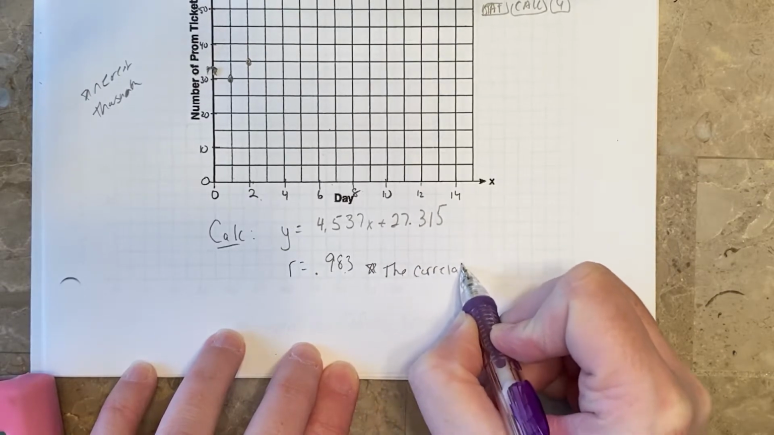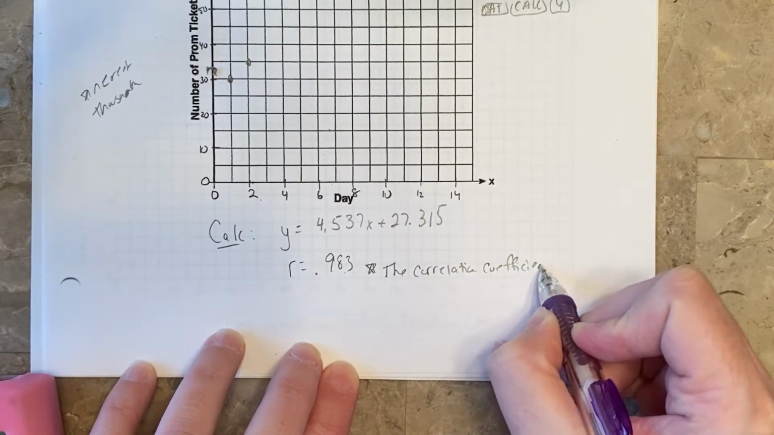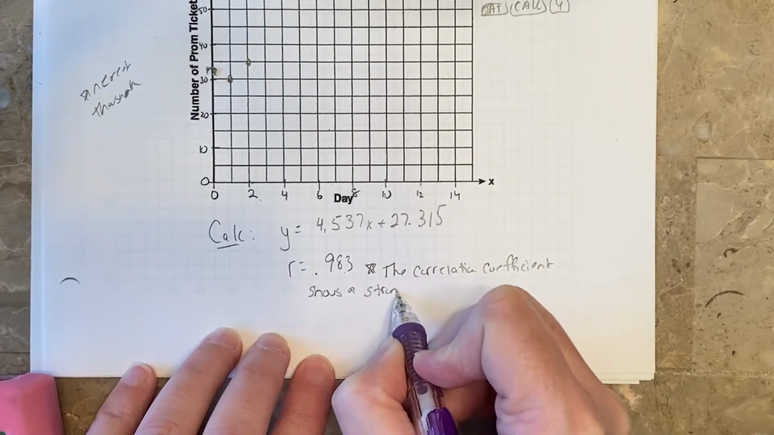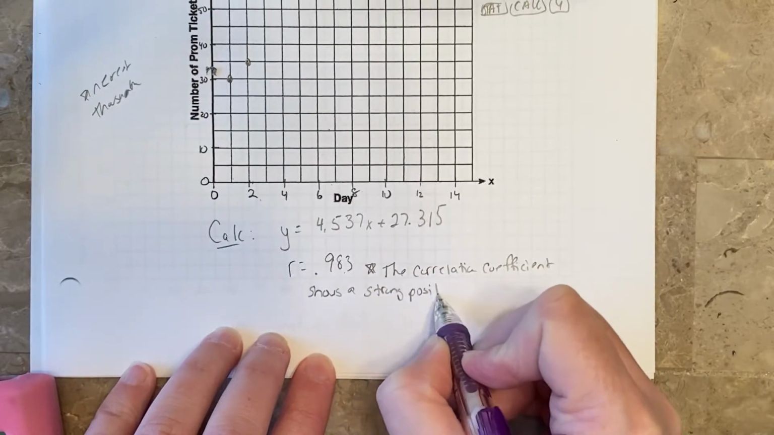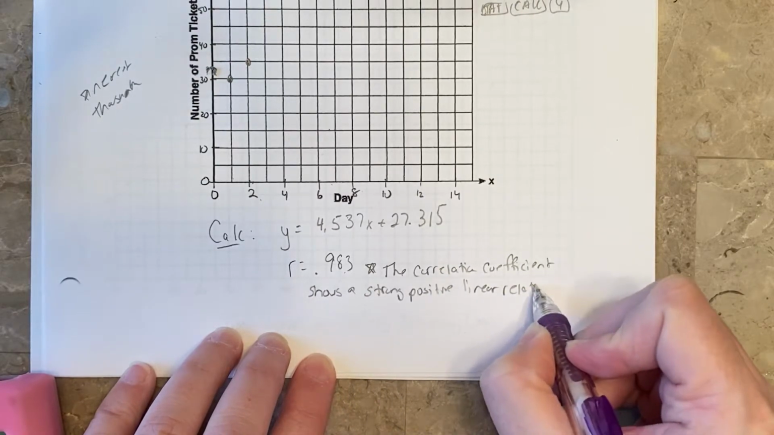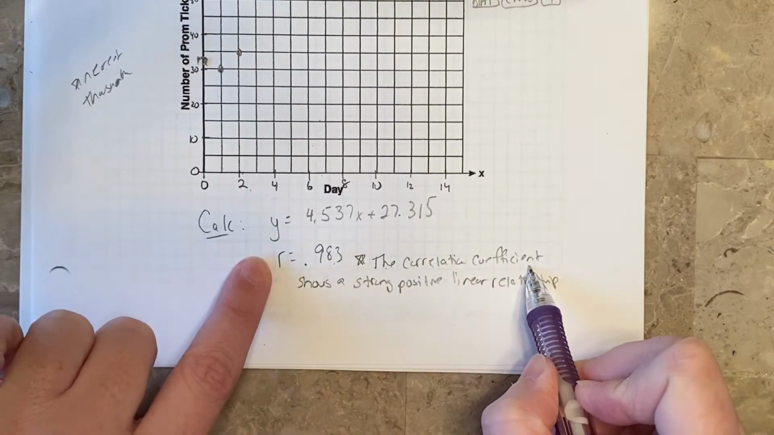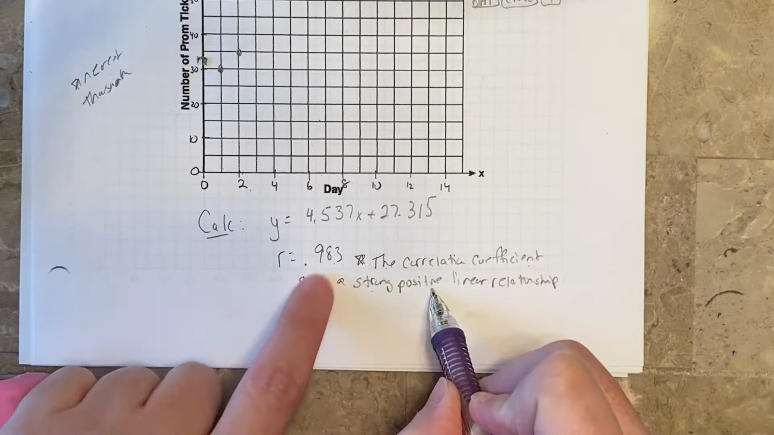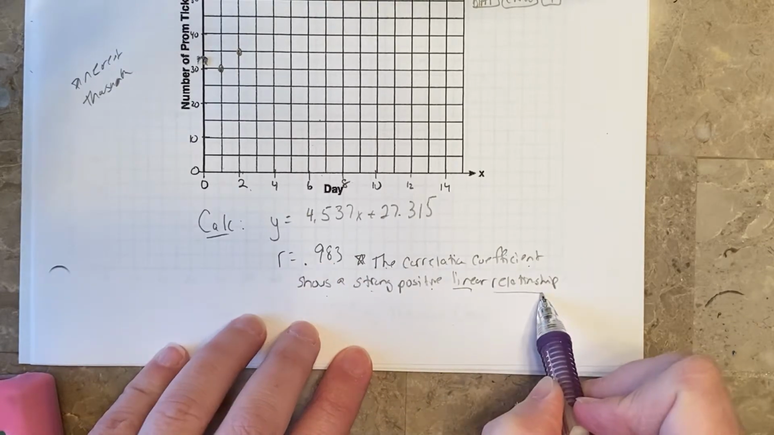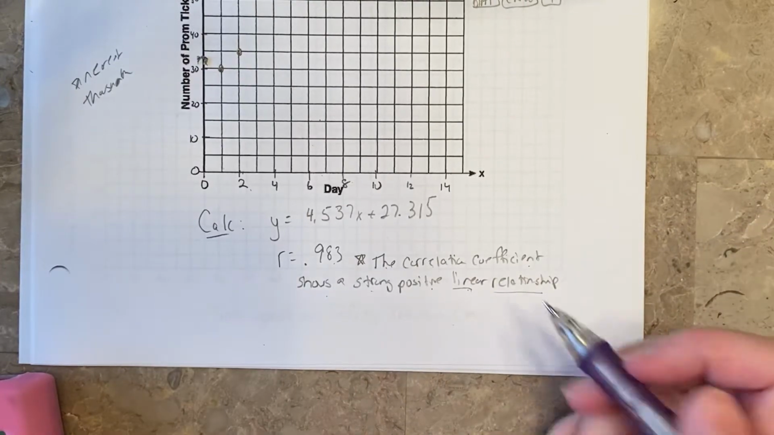So the correlation coefficient shows a strong positive linear relationship. Okay, so far we have the correlation coefficient, remember that's fancy for R, shows strong positive. We know it's strong positive because of its value. And definitely write linear relationship because this is linear, and in the future I'm going to show you ones that are not linear.